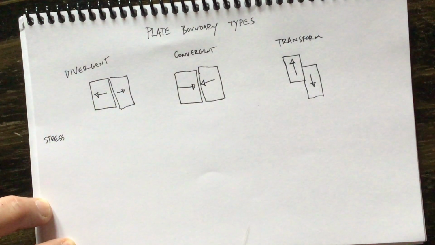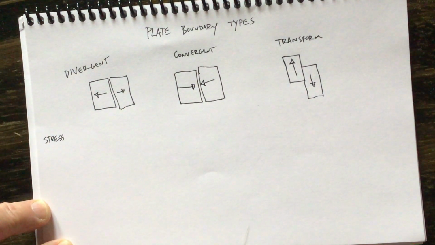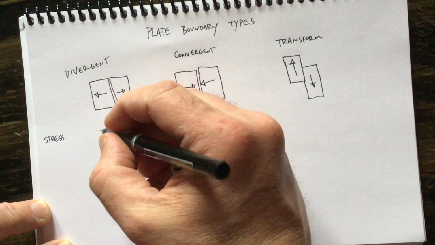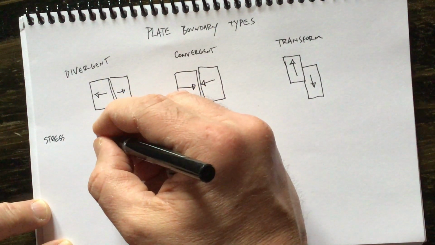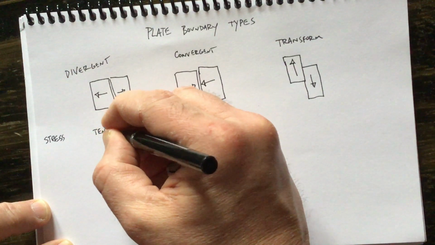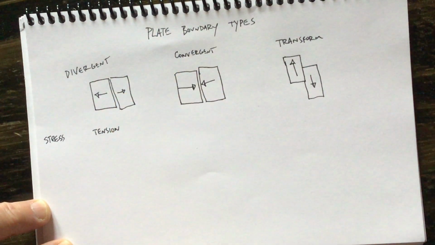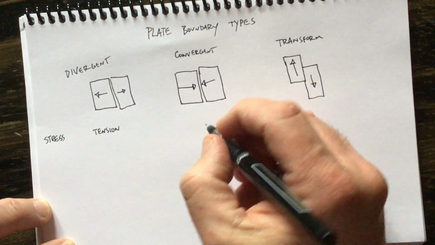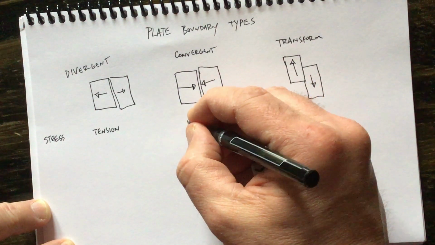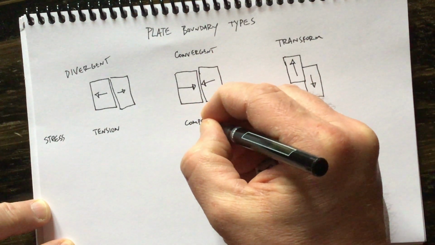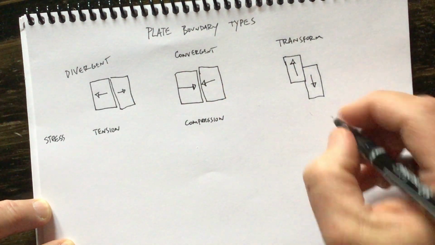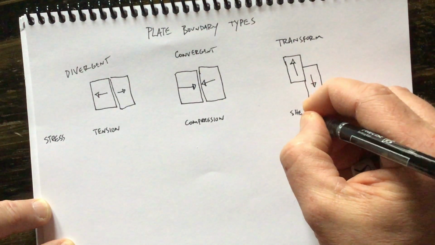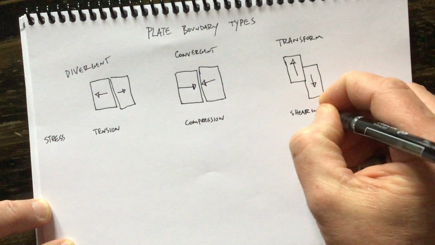Each one of these plate types has a particular stress involved. At the divergent boundary, the stress is tension, like a tug of war moving in opposite directions. The convergent boundary has compression, smushing together. And the transform boundary has shearing, like a pair of shears or scissors.